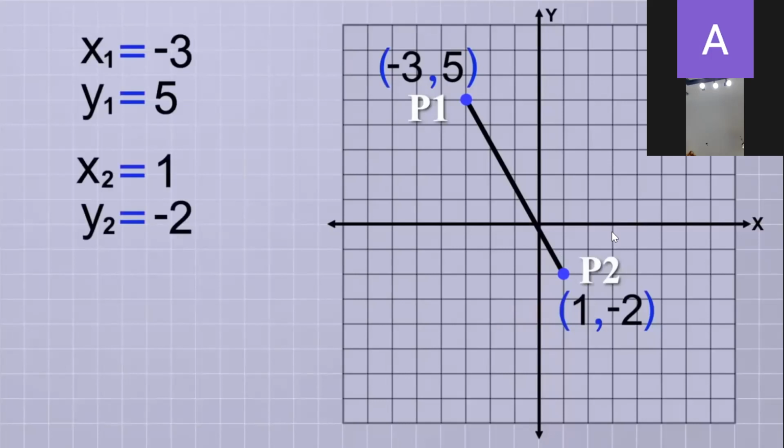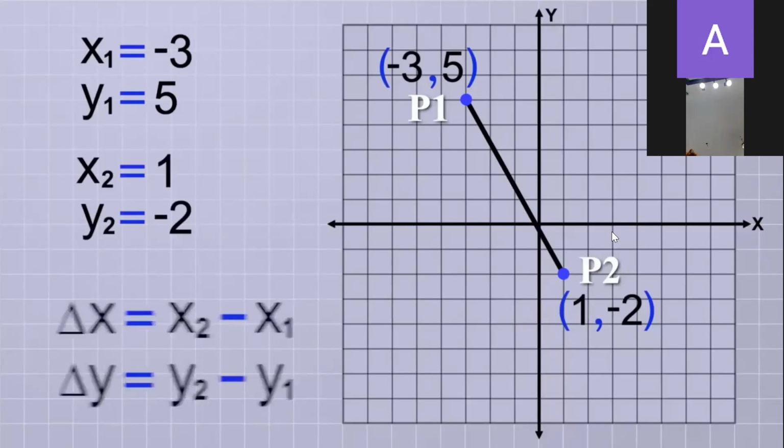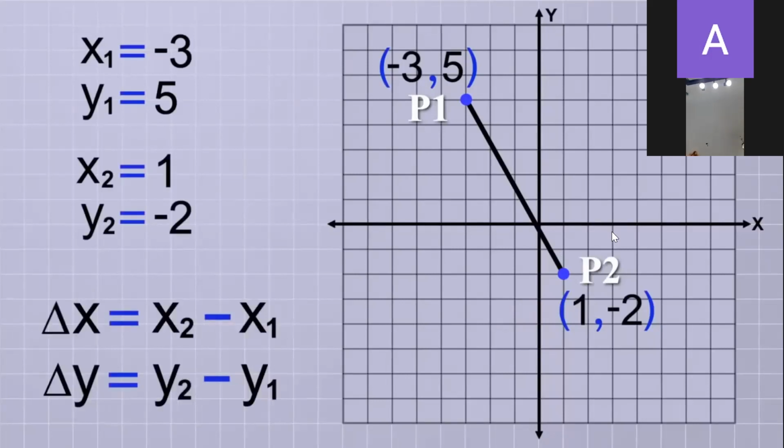First, we plug those coordinate values into the delta equations. Delta x equals x2 minus x1, which is 1 minus -3. So delta x equals 4. Delta y equals y2 minus y1, which is -2 minus 5. So delta y equals -7.